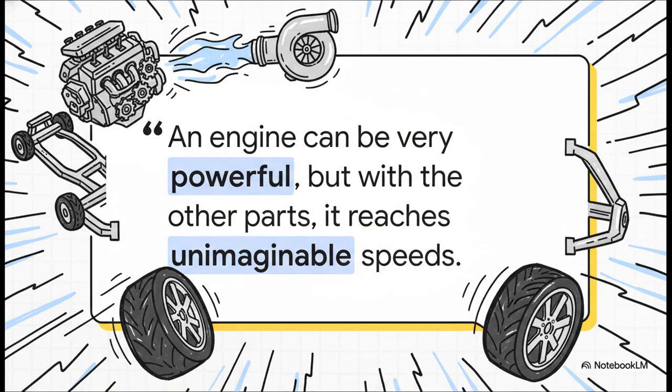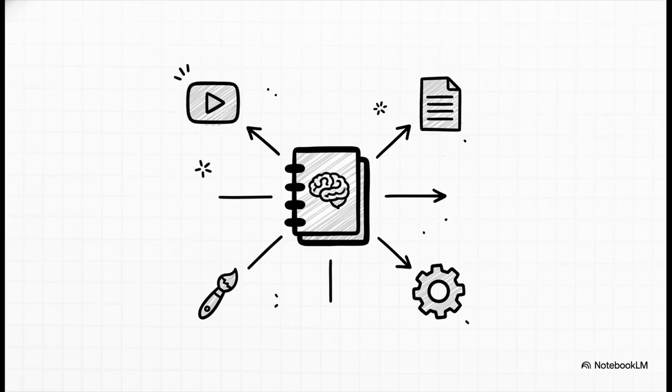Notebook LM is a fantastic engine, it's incredibly powerful, but on its own, it's just an engine. Today, we're adding the chassis, the wheels, the turbocharger, and it's all free to build an AI supercar that can really hit those unimaginable speeds. And here's the key idea, the big takeaway from all of this. We're not just looking at one single tool. We are looking at a whole network of tools with Notebook LM sitting right in the middle, acting as the brain, the central hub for everything we're about to build.